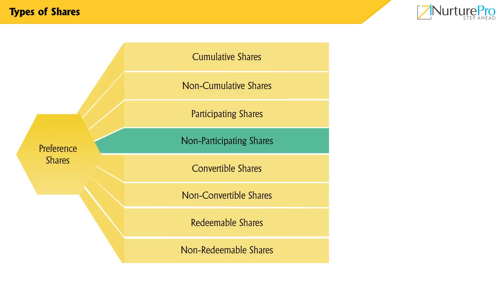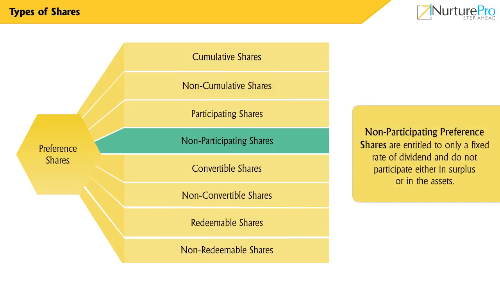Non-participating preference shares. These shares are entitled to only a fixed rate of dividend and do not participate either in surplus or in the assets. In this type, the entire surplus is taken by the equity shareholders.